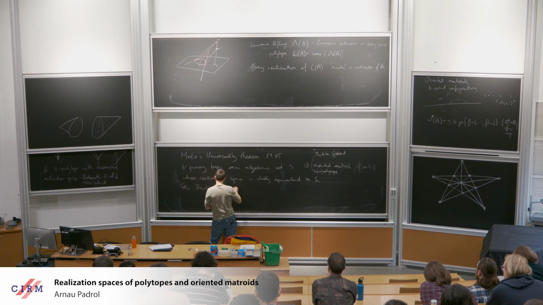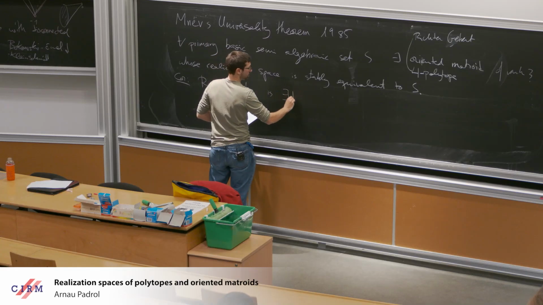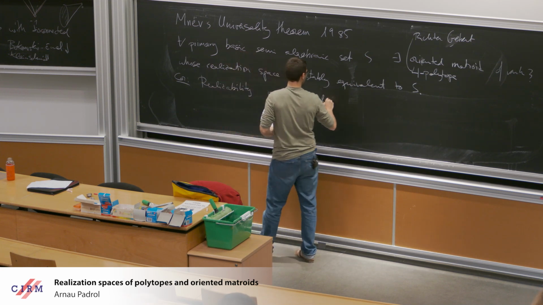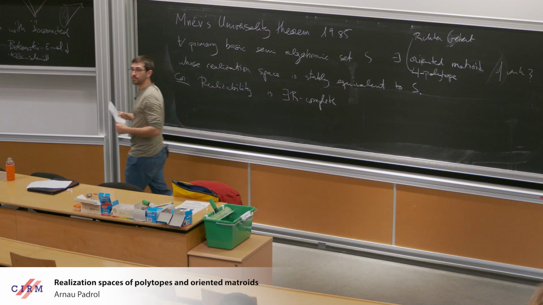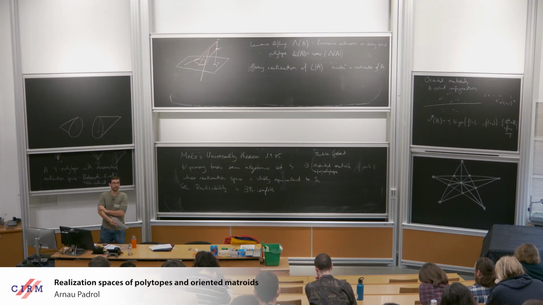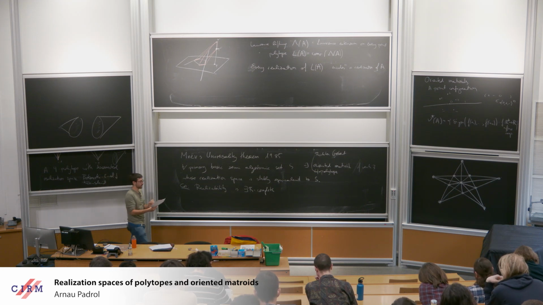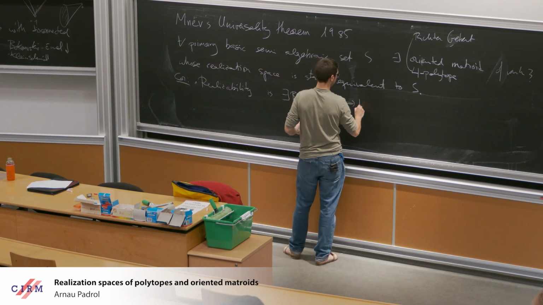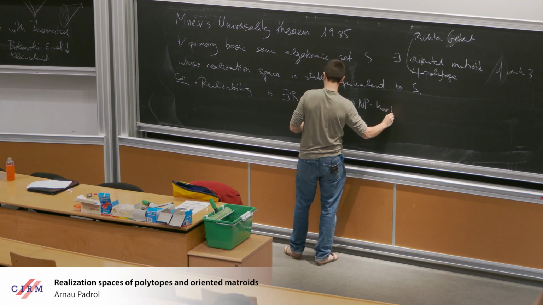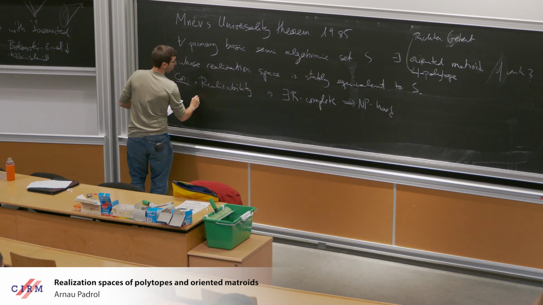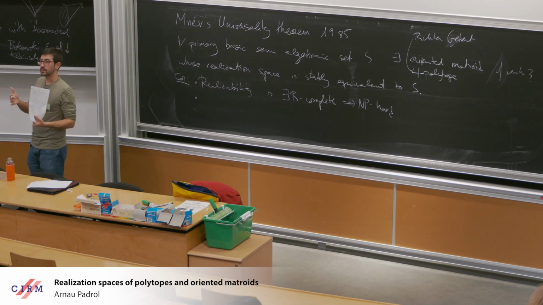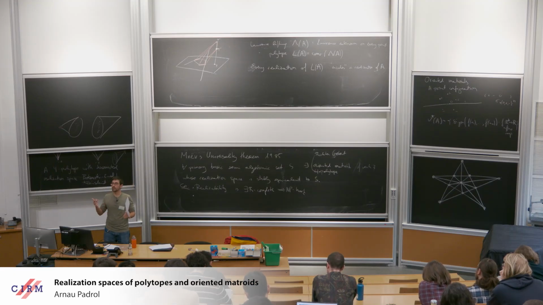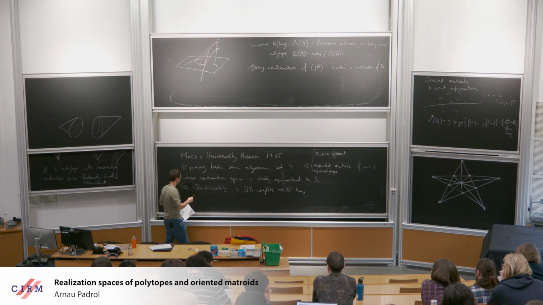So realizability is hard. This is what I mentioned, that it is existential-theory-of-the-reals complete. And that is the problem of deciding whether there is a real solution to a system of polynomial equations. In particular, it is NP-hard. We have that these realization spaces can be homotopy equivalent to any simplicial complex. So they can be in particular disconnected, but you can make anything.